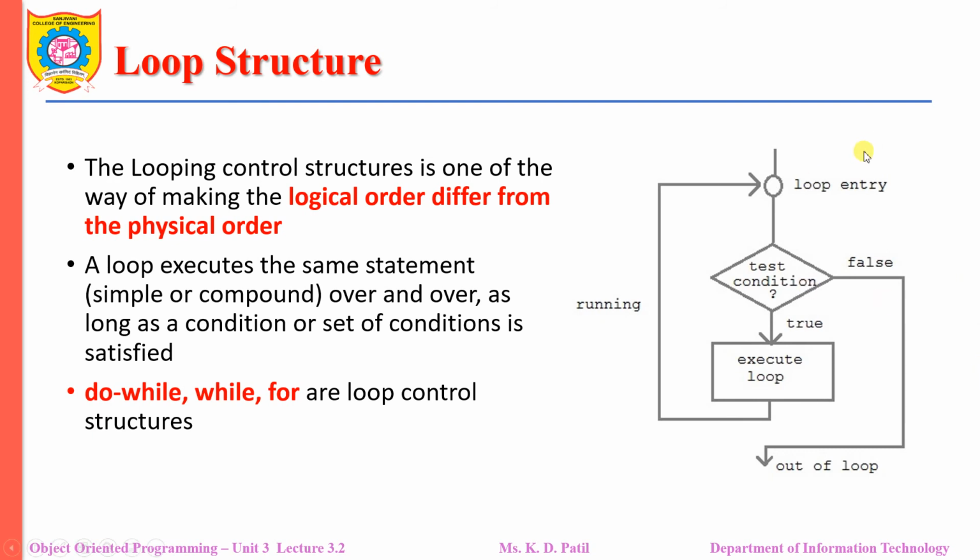If you observe the diagram, we have a loop entry and a condition to check. If the condition is true, the loop will execute, and again it goes to the loop entry and checks the condition. If the condition is true, it goes to the loop entry again, and continuously the loop is executed a number of times. Inside the loop you may have a simple statement or a compound statement. The moment the condition becomes false, the loop is terminated, you come out of the loop and execute the statements outside the loop. So this is the loop control statement.